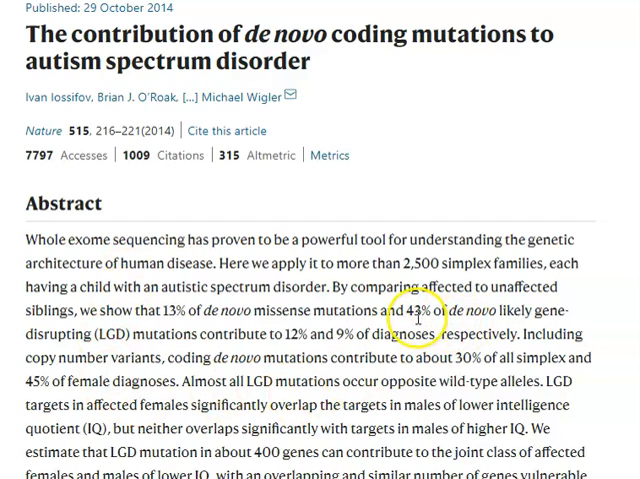But the end result of this is looking at autistic spectrum disorder. We're looking at up to 43% of cases having likely de novo mutations that were not present in the parents but had been acquired due to a genetic mutation in either the egg or the sperm.